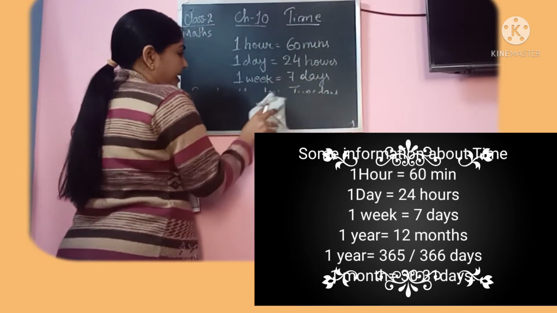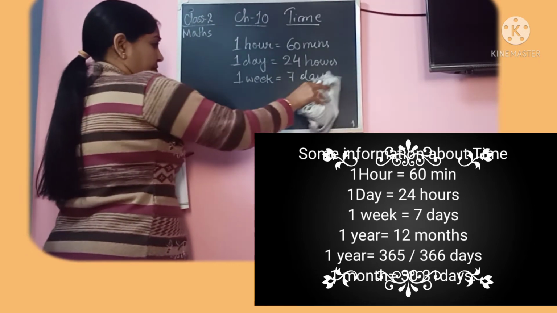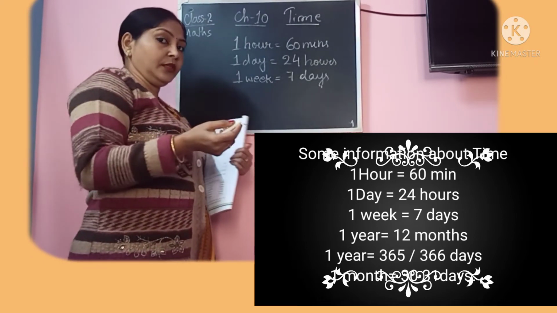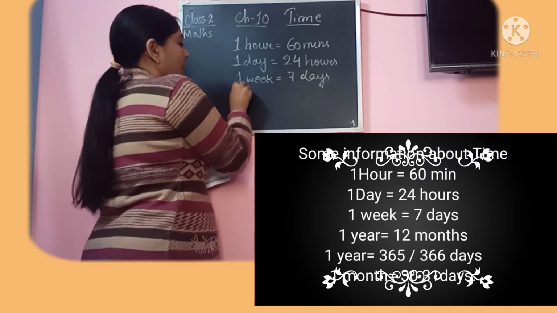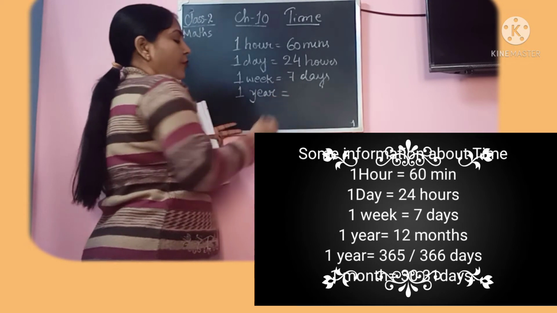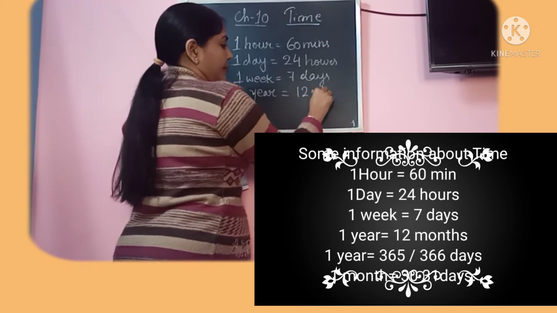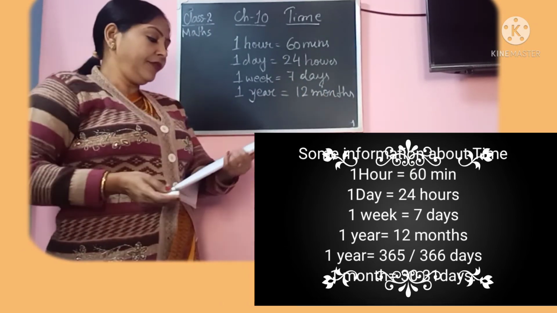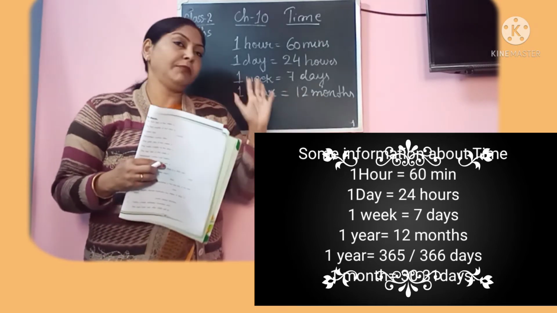I am not going to write the months of the year on the board. Okay? I will send you the written work in the digital form which you can see. Now, 1 year. In 1 year, how many months are there? 12 months. Okay? And we know what are the names of the months in a year. We know 12 months are there.